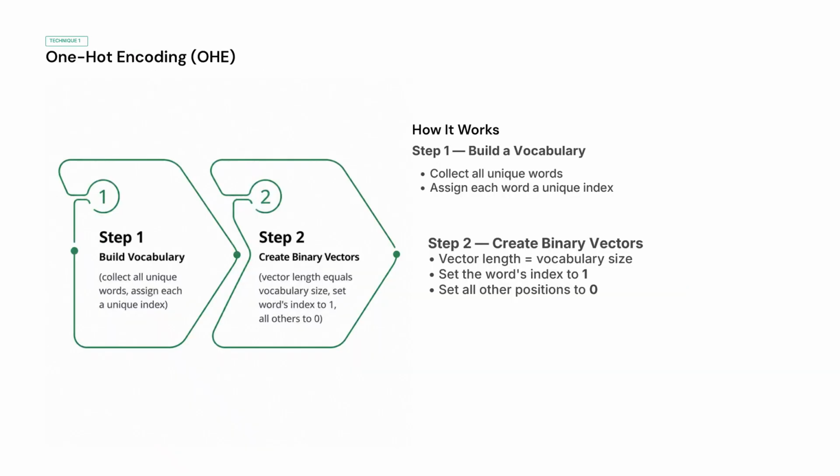The simplest way to do this is known as one-hot encoding. It was one of the earliest techniques used to represent words numerically. The first step in this was to build a unique vocabulary containing all the words uniquely occurring in the dataset. Then each word is assigned a unique index. Finally, every word is represented as a binary vector whose length is equal to vocabulary size, and only the position corresponding to the word is set to 1, while every other position is 0. That's why it's called one-hot encoding.